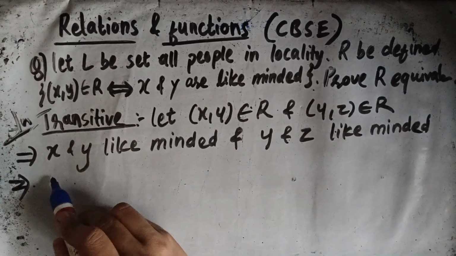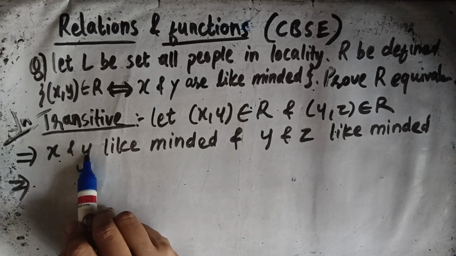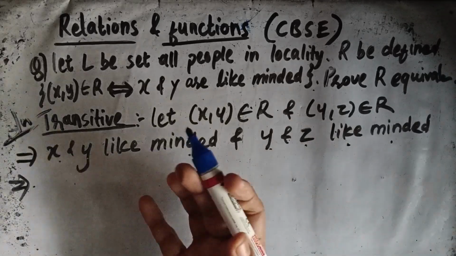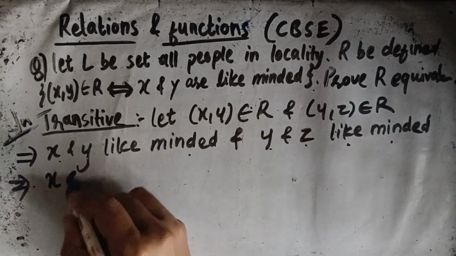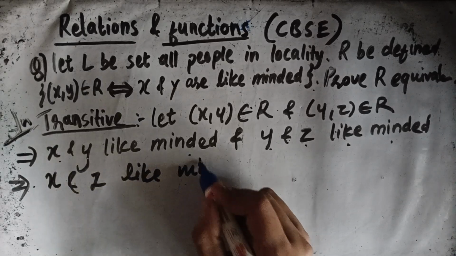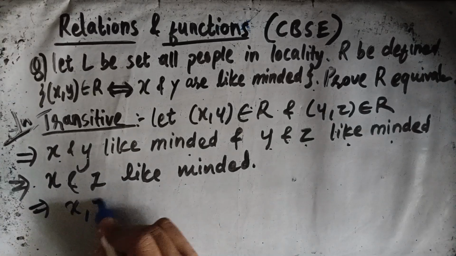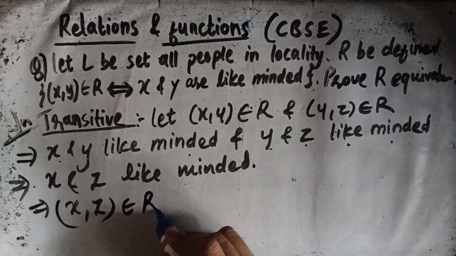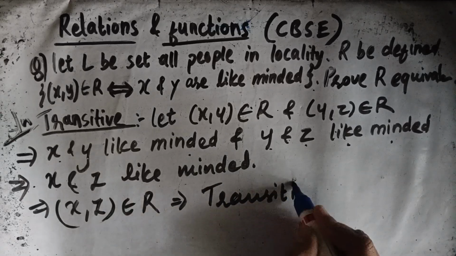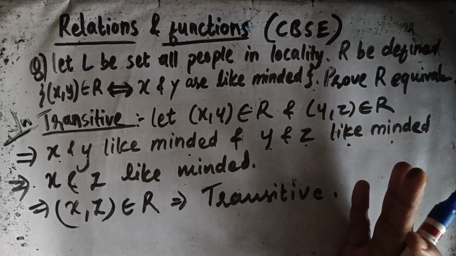So this implies, if x and y are like-minded and y and z are like-minded, then we can directly say that x and z are like-minded. Correct? This implies (x, z) belongs to R. So it is transitive. So R is an equivalence relation.